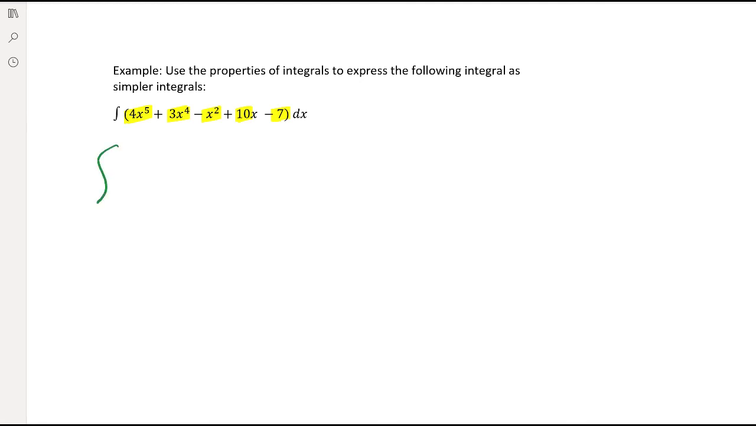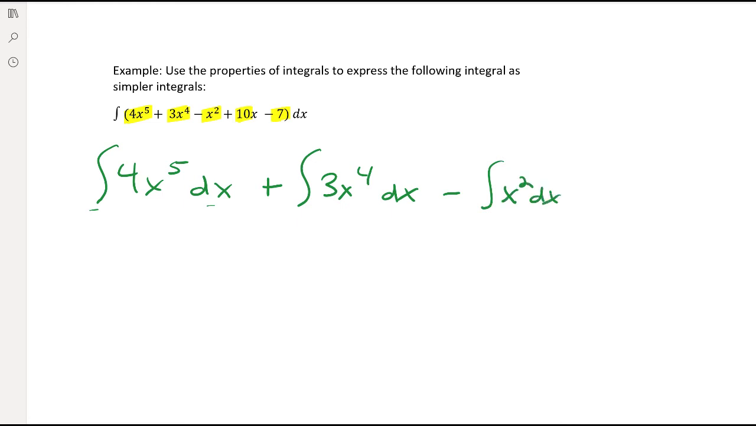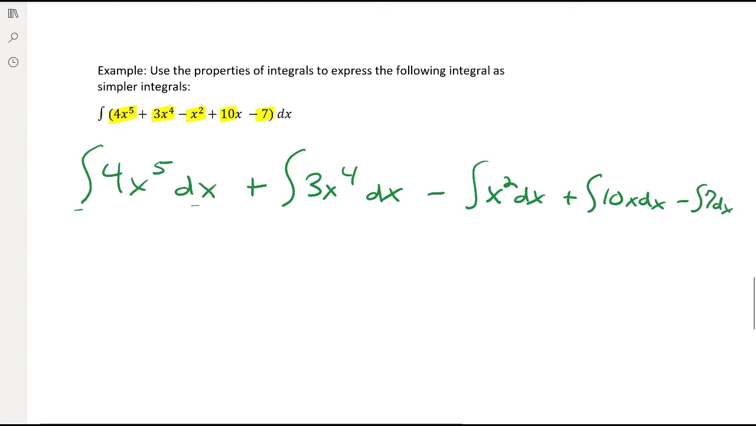This will be the integral of 4x to the 5th dx. Just remember the integral sign and dx, they're hooked together. Plus the integral of 3x to the fourth dx, minus the integral of x squared dx, plus the integral of 10x dx, minus the integral of 7 dx. Okay? So as I said, we've broken this up into several integrals.